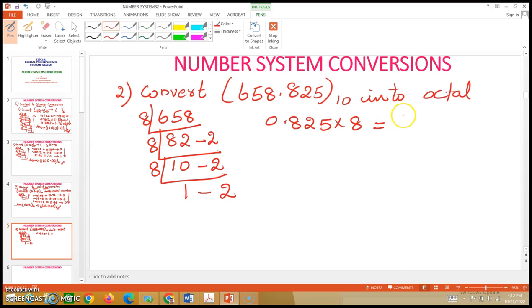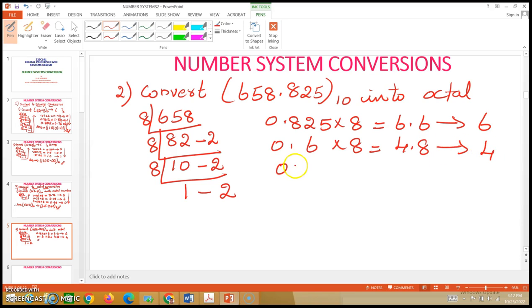So the answer is 6.6. So 6 is the integer part, and take the decimal value multiplied by 8, that is 4.8. Consider only the integer part, which is 4. Now here multiply the decimal 0.8 into 8. So therefore 6.4. Consider the integer part, which is 6. Just multiply only 3 times.